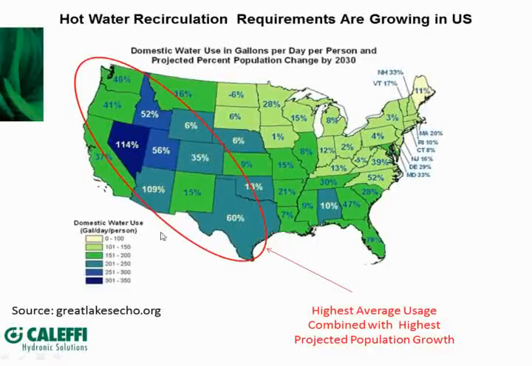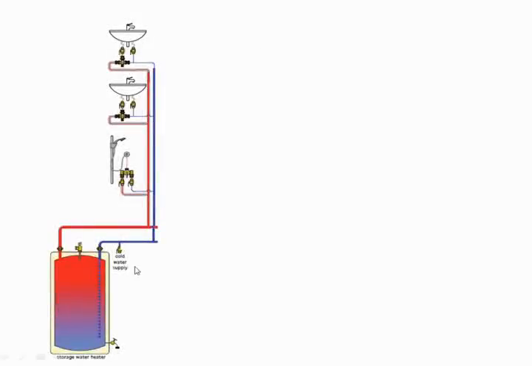Here's a map of the United States that basically, in a nutshell, indicates that because of demographic changes in the west and southwest part of the United States and increased water consumption, there is an increase in the amount of codes requiring hot water recirculation in plumbing systems.